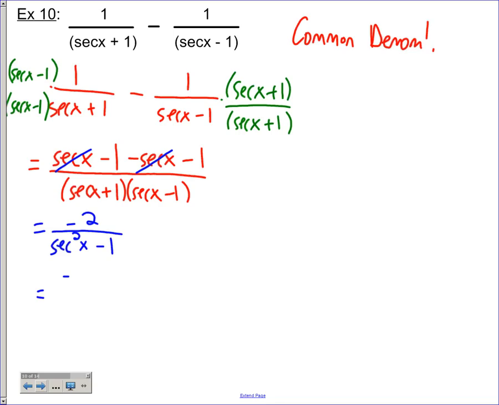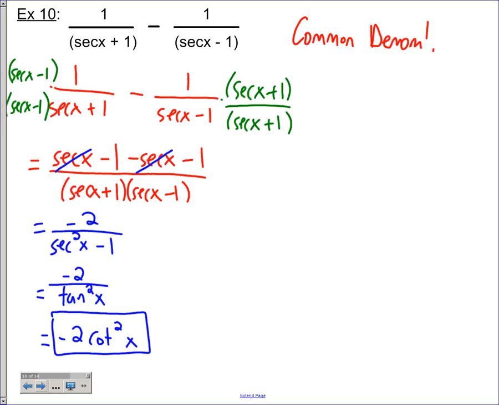And now you should notice that that is a Pythagorean identity, which is exactly equal to tangent squared x. So we've got negative 2 over tangent squared x, which is equal to negative 2 cotangent squared x. So that's our final answer. We got rid of our fractions and we got rid of any addition and subtraction. So we simply have one trig function and we have multiplication, no fractions.